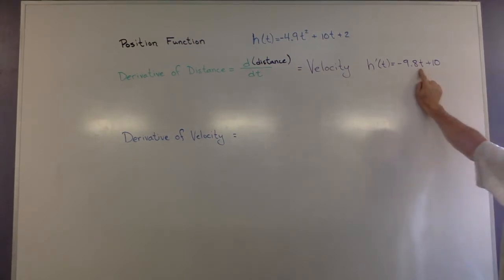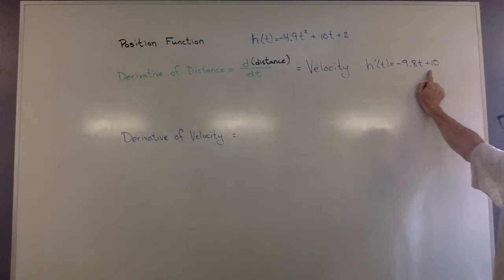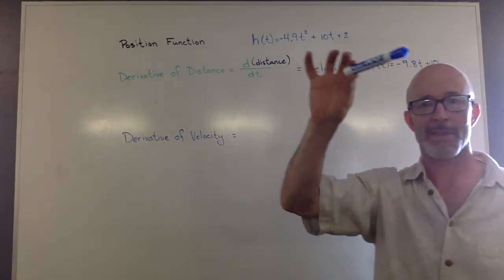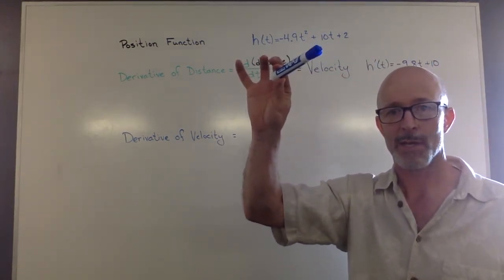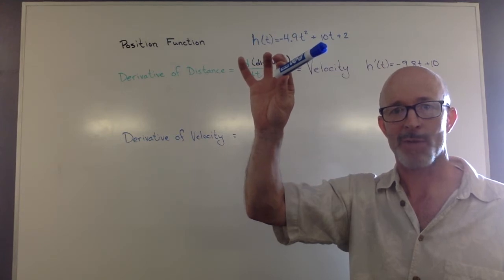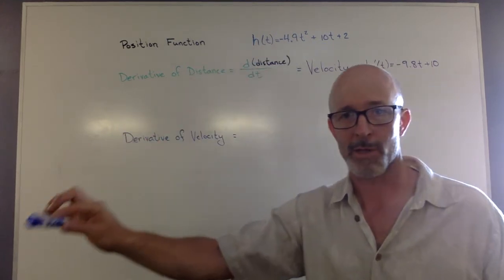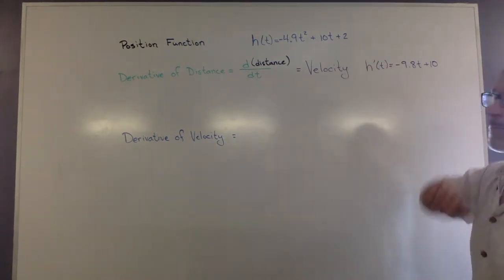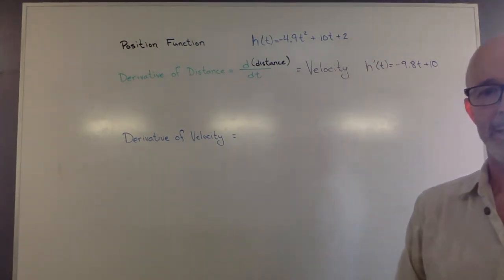If I plug in 2 seconds, now I've got the velocity of this object and it's negative, it's going back down. If I found just the right point when I'm throwing an object up in the air where it hits the highest point, what is the velocity at that one moment before it starts coming back to Earth? 0. So, the derivative of any position function is velocity.